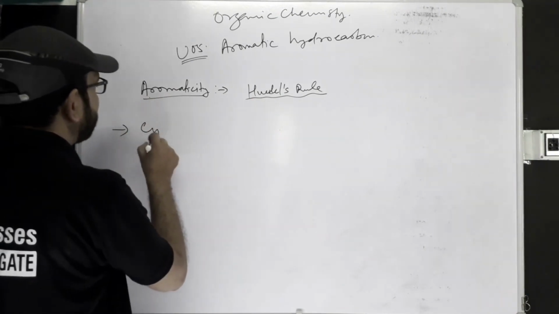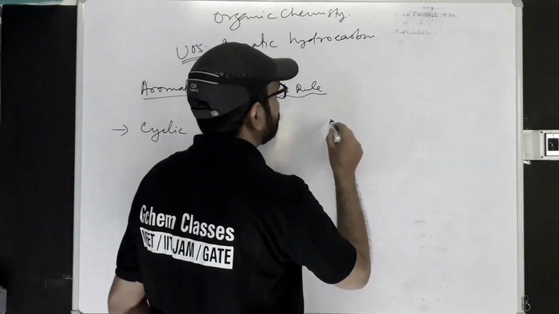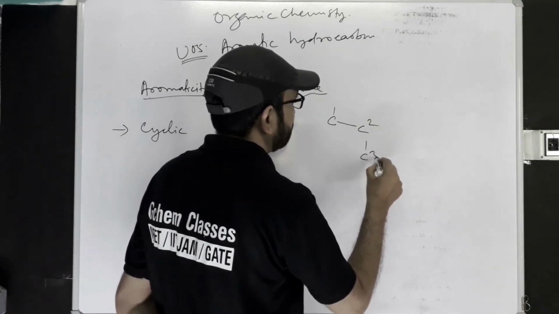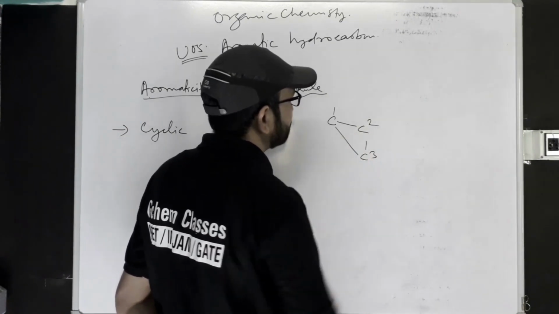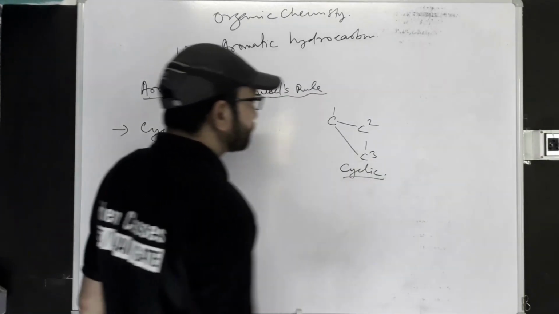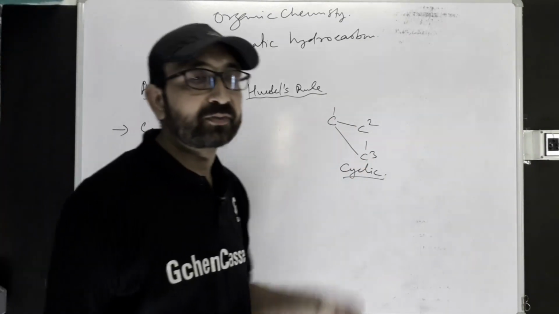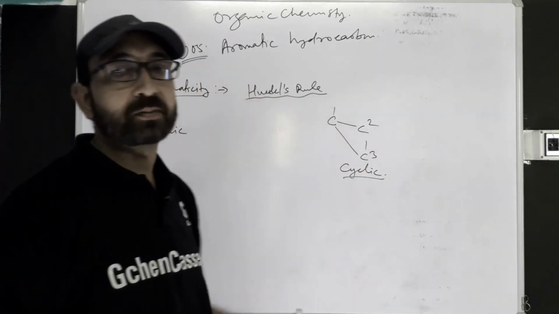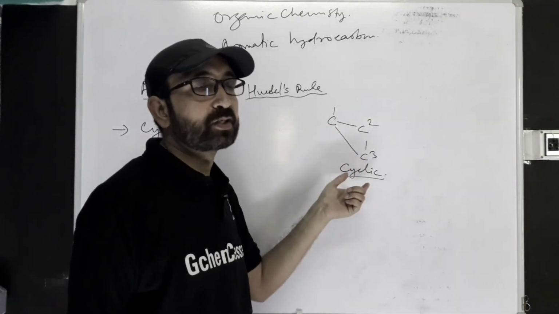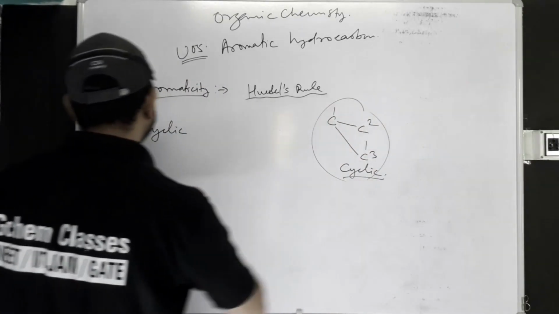Aromaticity means it should be cyclic. The molecule should be cyclic. Cyclic means what? Suppose this is carbon number 1, carbon number 2, carbon number 3, and if 3 and 1 are connecting, then we call it cyclic. So the initial carbon, carbon number 1, and the final carbon, whatever the number, whether it's the 5th, 6th, 7th, if it is getting connected with the first, we call it a cyclic compound, correct? So it should be cyclic.